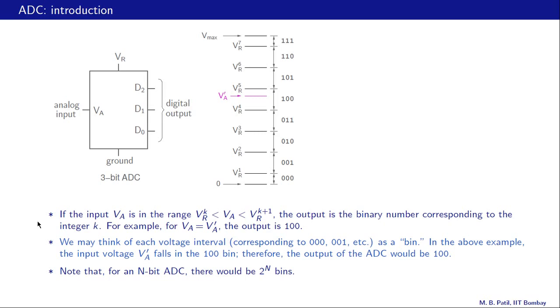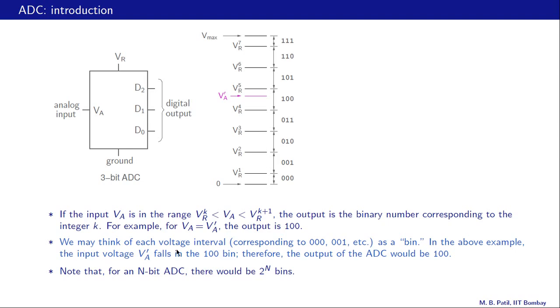Here is the summary. If the input VA is in the range VRK to VRK plus 1, the output is the binary number corresponding to that integer k, this one. For example, for VA equal to VA prime, this VA prime, it fell between VR4 and VR5, and therefore the binary number corresponding to 4, which is 100, is assigned to the digital output.